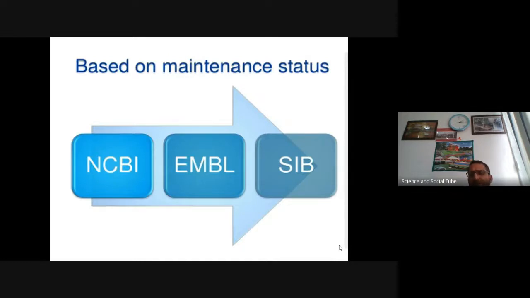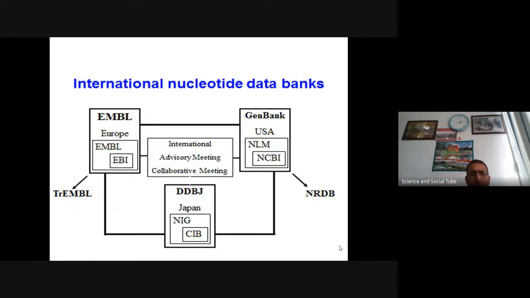Then there is classification based upon the maintenance, meaning who is maintaining the database. Like GenBank, the NCBI people are maintaining it, the National Center for Biotechnology Information, a US database. EMBL is maintained by the European people, and the Swiss Institute of Bioinformatics database is maintained by the Swiss people. But what have they done with respect to the primary databases? These international organizations have the project, they have the course in them.